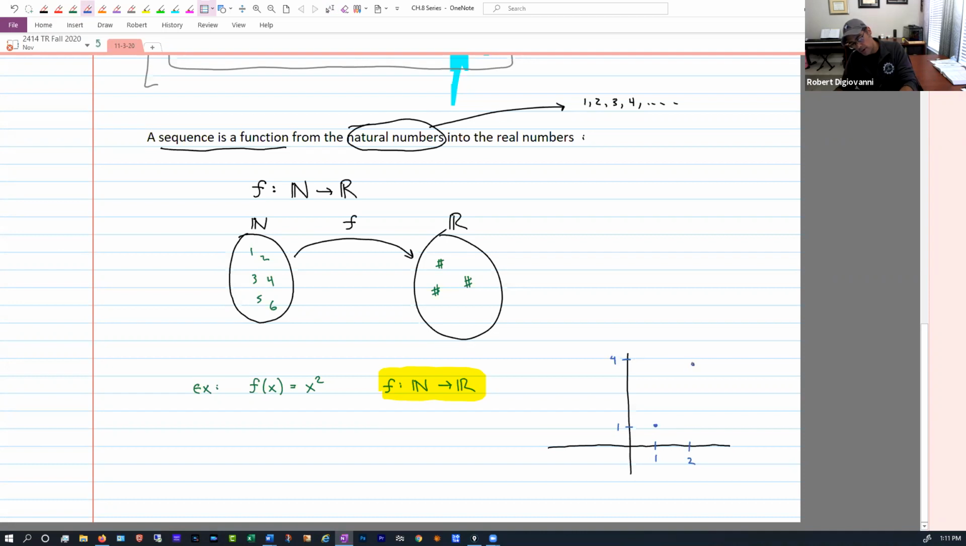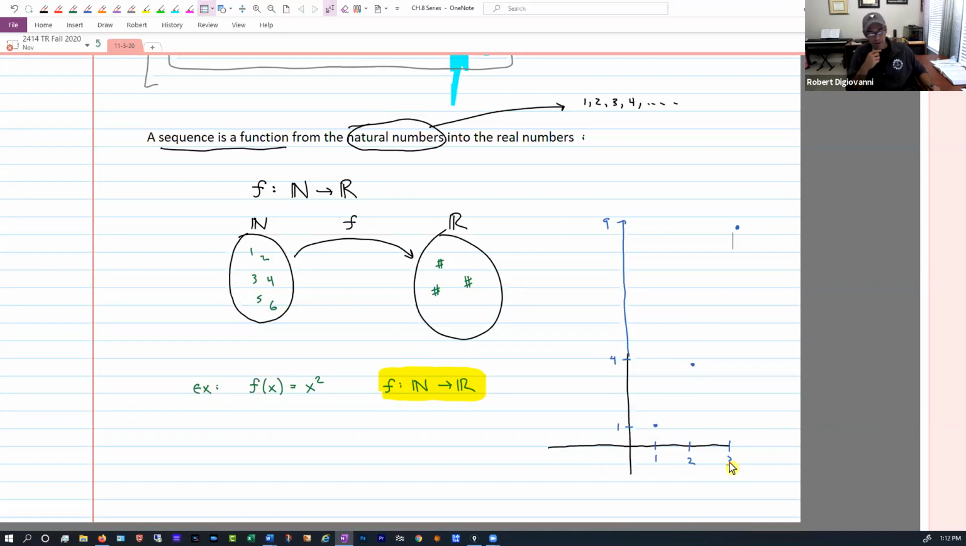So if I try to look at the graph of this, is it going to be a parabola? No, it can't be a parabola because I can only plug in natural numbers. I can plug in one, and one squared gives me one. I can plug in two, and when I square two, I get four. When I plug in three, I square three and I get nine. But I am not allowed to fill in the gaps between these. So the graph of the sequence is just a bunch of dots. Do y'all see that? It's not a nice, smooth, continuous graph. Are we clear on that?